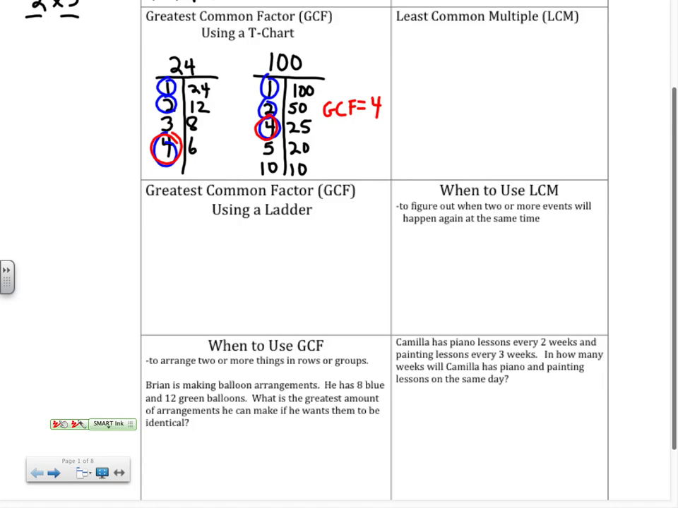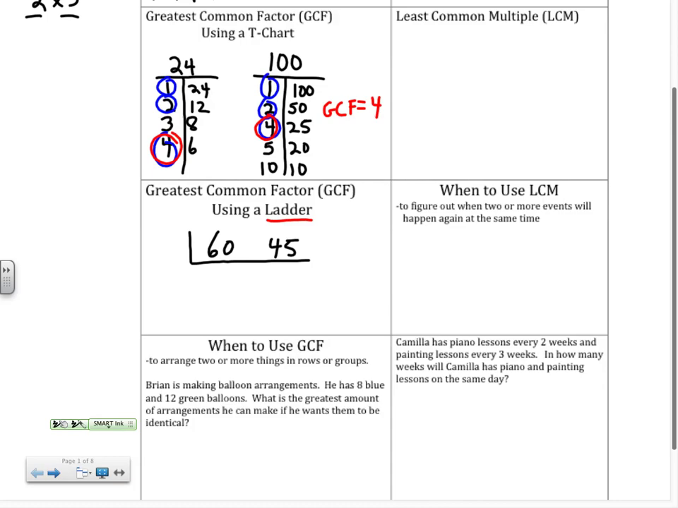Now let's look at the greatest common factor using a ladder. This method is a little bit different, where you don't have to know all the factor pairs. So let's look at finding the greatest common factor of 60 and 45. Now I could list all the factor pairs in the T chart and then find the one that's the greatest, but I'm going to do this a little bit differently. I'm going to make what looks like a ladder underneath the 60 and the 45.